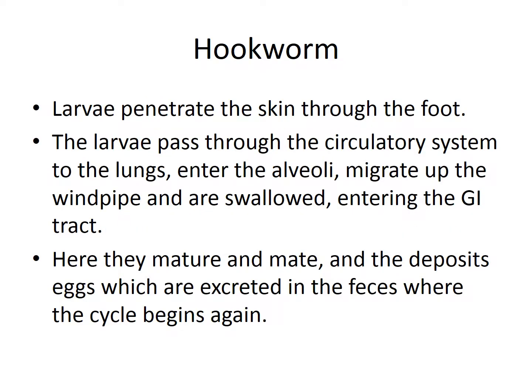The larvae penetrates through the skin into the foot, it passes through the circulatory system into the lungs, enters the alveoli, then migrates up the windpipe, and then they are swallowed, and then they enter the GI tract. When you think about that, that's a pretty long haul for that worm. Here in the GI tract, they mature, they mate, and they deposit eggs, which are excreted in the feces, which starts the cycle all over again.